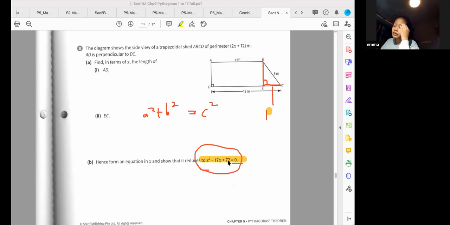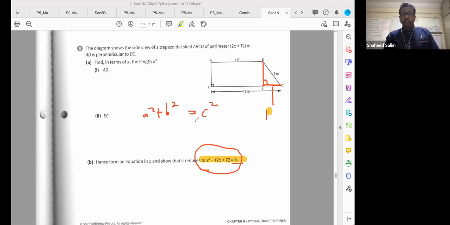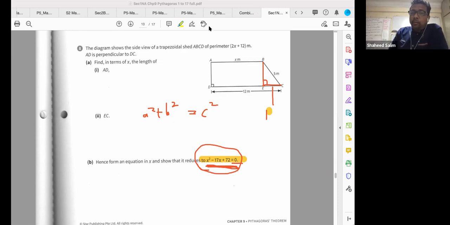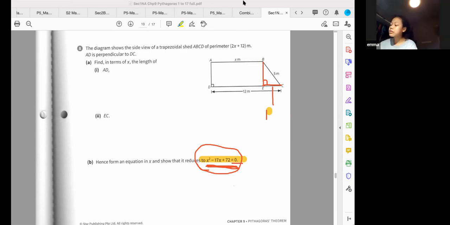Minus 4. But can you get this? No. Okay, so we do together lah. You look so tired, Emma. What happened? You're just tired of maths. Okay.